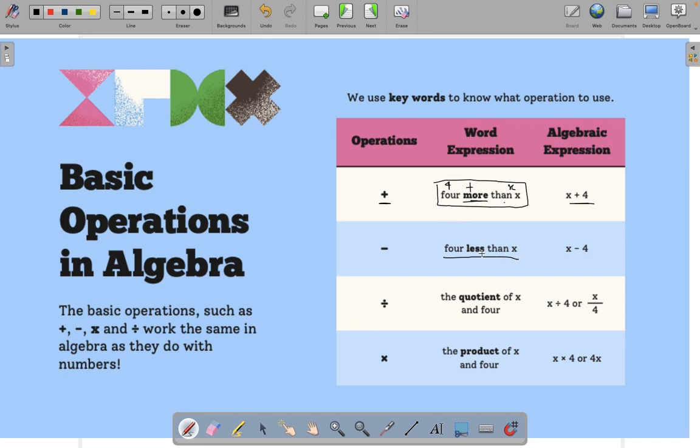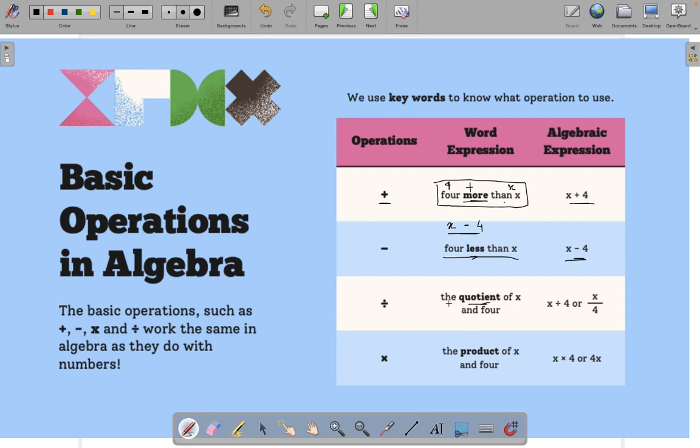Then you have 4 less than x. It is not x less than 4, it is 4 less than x. So take any number and then subtract 4 from it. This word less helps you understand that you have to subtract. So this will be x minus 4, not 4 minus x, because it is saying subtract 4 from x. That is why it is x minus 4.